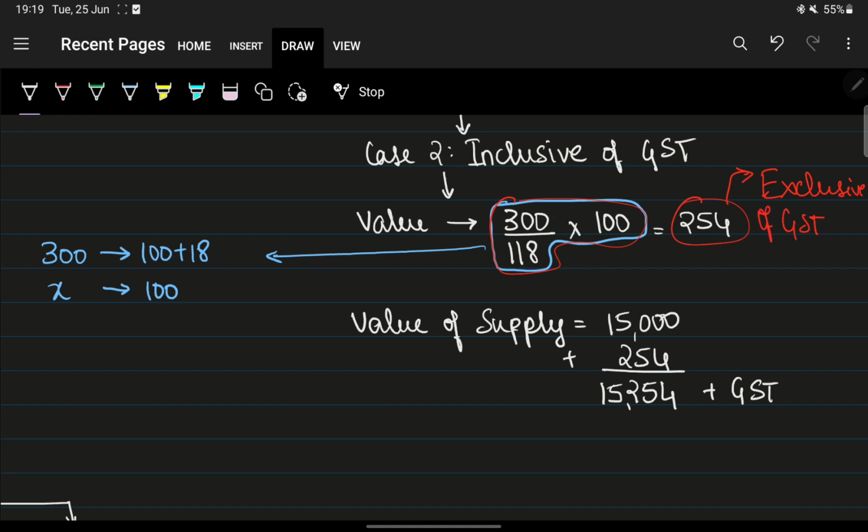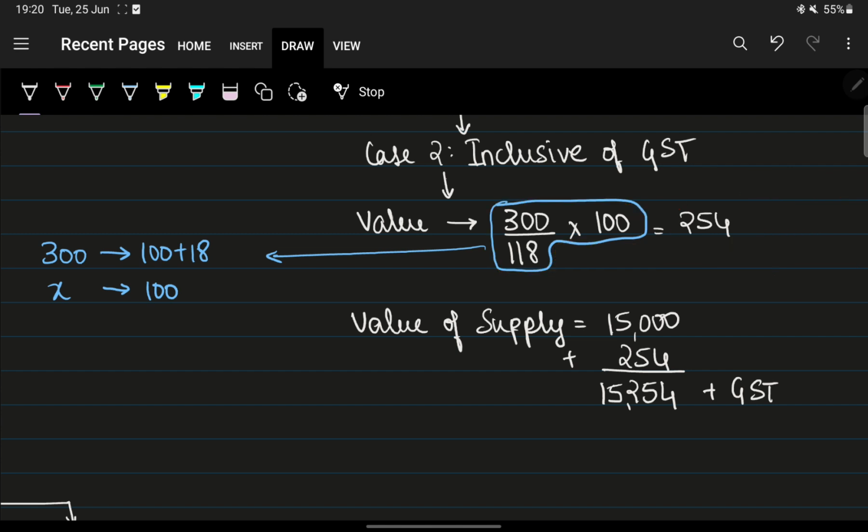Now to check whether you have calculated properly or not, just take this 254 plus 18%. If you do 254 plus 18%, you should get somewhere around 300, or very few decimal points plus or minus, but you should get 300. If you are not getting the 300 back, it means you've gone wrong somewhere, basically in this basic calculation. If you take 254, whatever answer you get, and add 18% to that, you're supposed to get back the original amount.